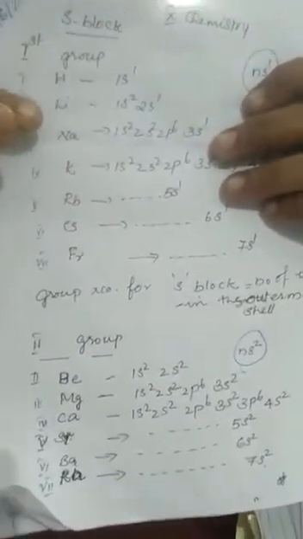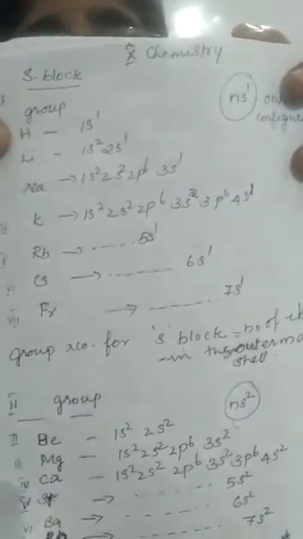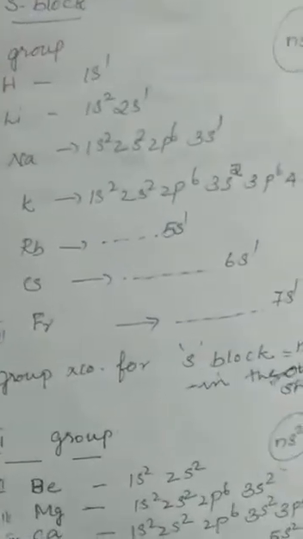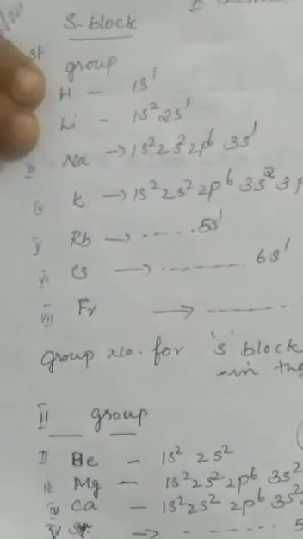Listen, first group elements. Can you say which elements are in the first group? These first group elements are hydrogen, lithium, sodium, potassium, rubidium, cesium, francium. Is it clear? Then see the electronic configuration also. For hydrogen it is 1s1. For lithium it is 2s1, then 3s1, 4s1, 5s1, 6s1, 7s1, like that it goes on. Is it clear or not? You can identify it.